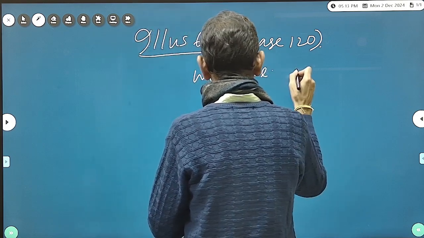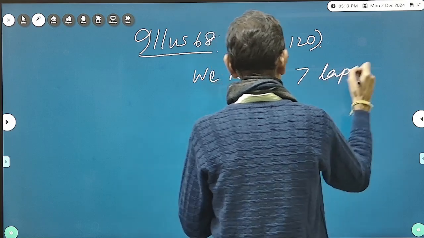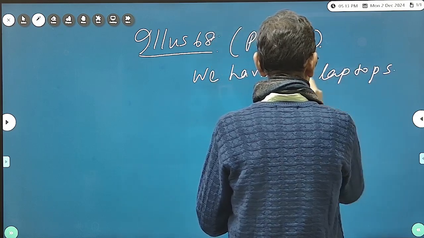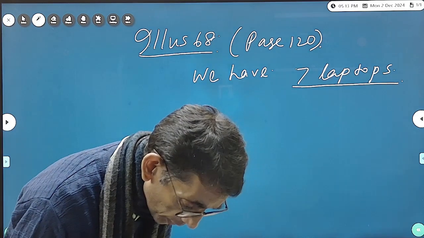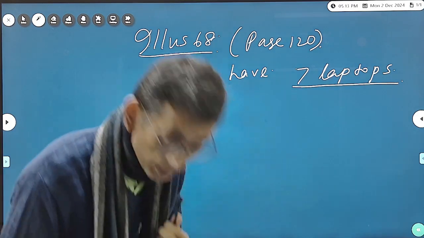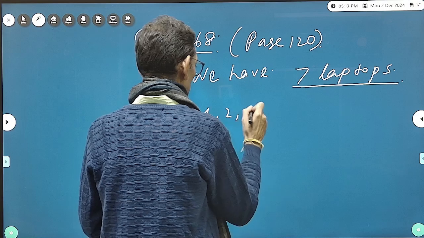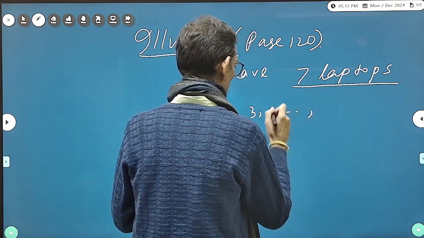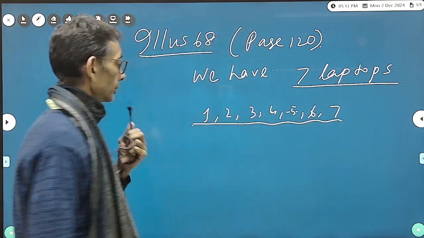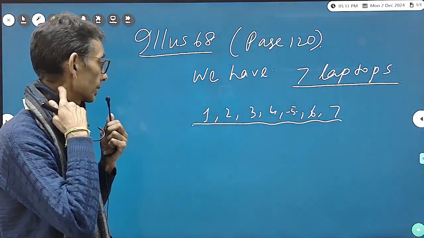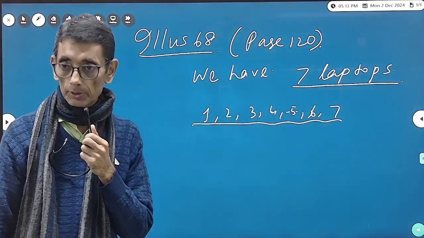We have 7 laptops, right? So in how many ways can we purchase 4 laptops from 7 laptops available at the store? 1, 2, 3, 4, 5, 6, 7. Obviously from the question we understand that all 7 laptops are different laptops, right?